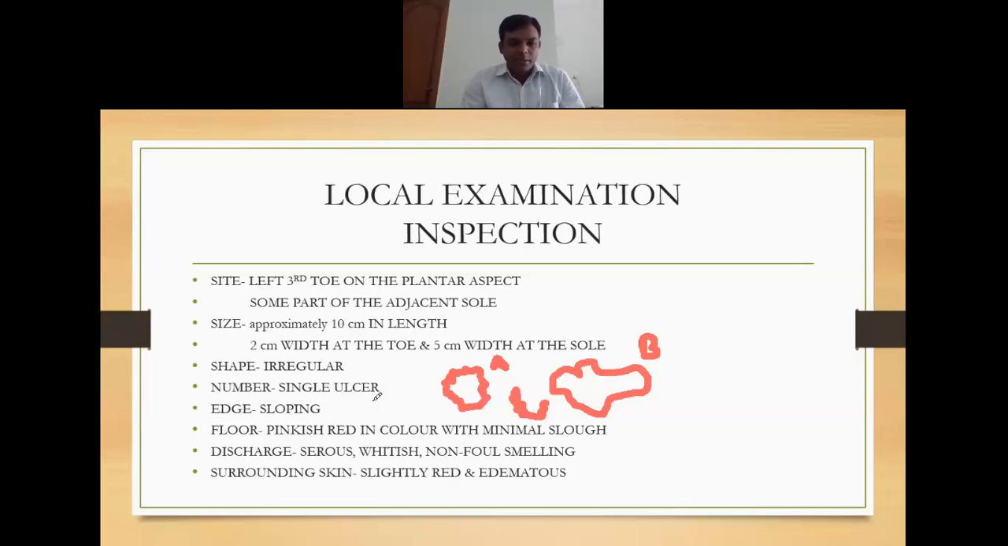What are the types of floor you can notice? Sir, there can be pinkish red granulation tissue in a healing ulcer. In a spreading ulcer, there will be no granulation tissue, it will be more pale, and there will be a lot of slough also. In a chronic ulcer it is different, there will be minimal slough and more pale fluid. Correct. Discharge we already discussed: serous, whitish, any color, and blood. So for the surrounding skin you will tell it is slightly red and edematous.